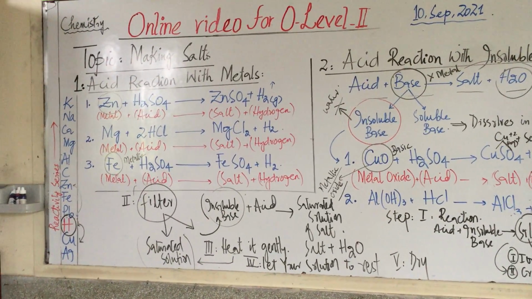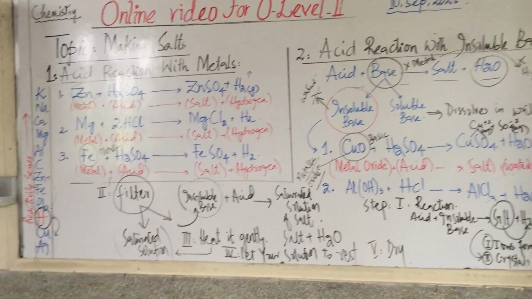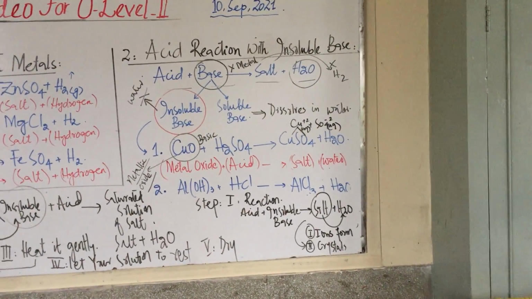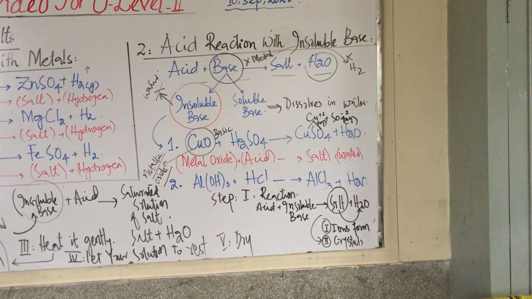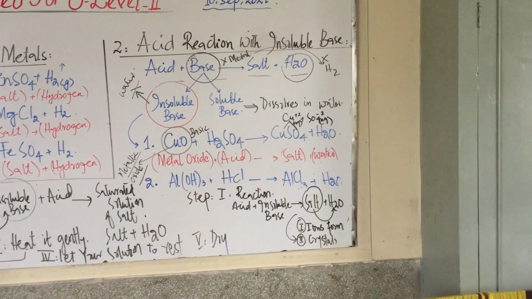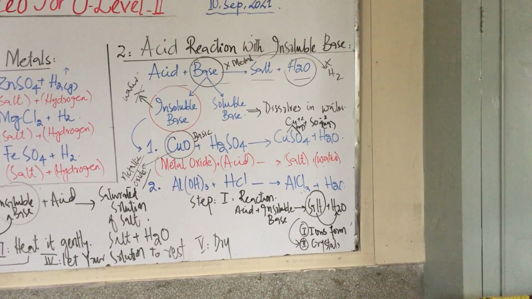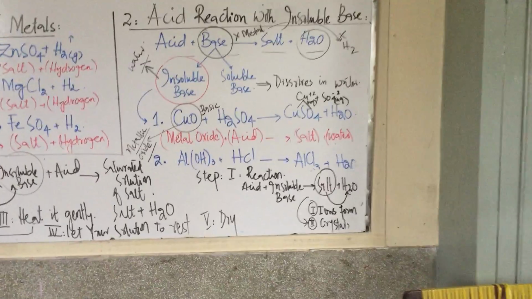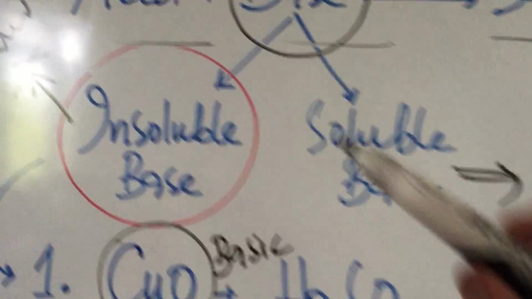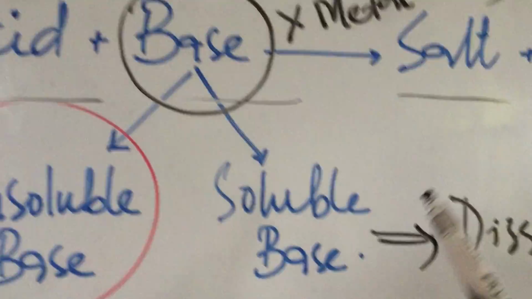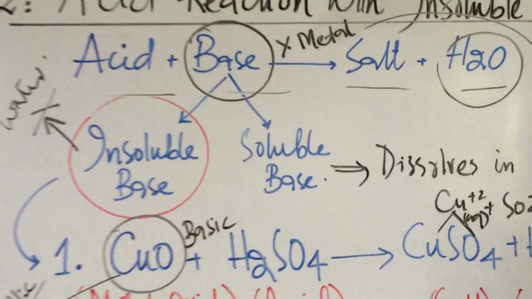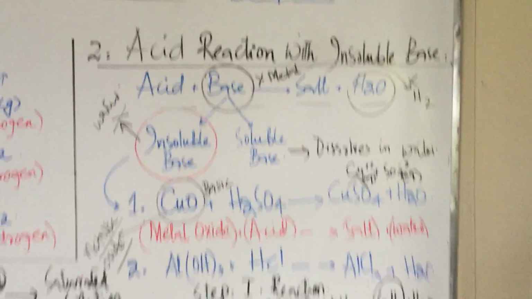In the first place, we were just using metal as a base. In the second reaction, we were using the compound of our metal as a base, and we are left with one other reaction, that is the reaction of acid with a soluble base. Now the third part includes the reaction of your acid with a soluble base. So in the third part, I will explain this reaction. Fine girls?